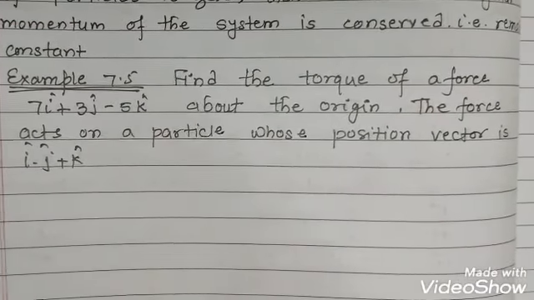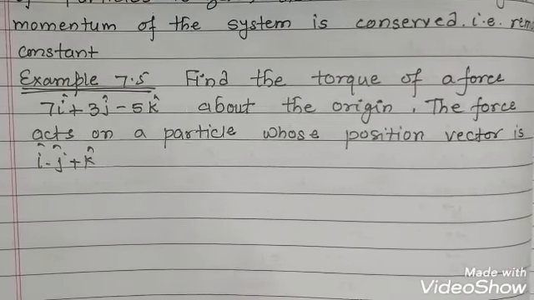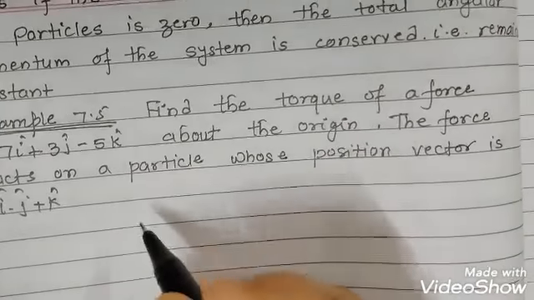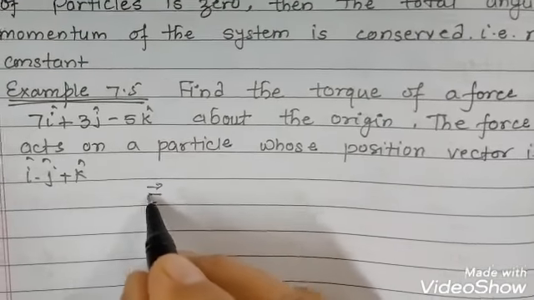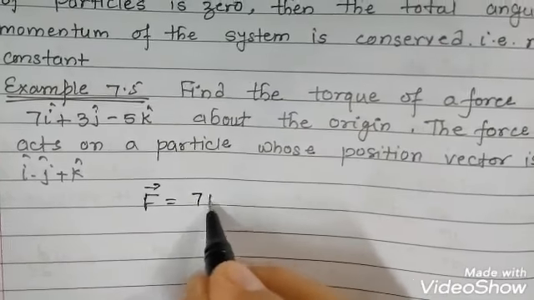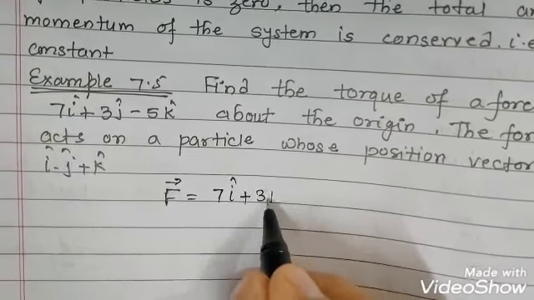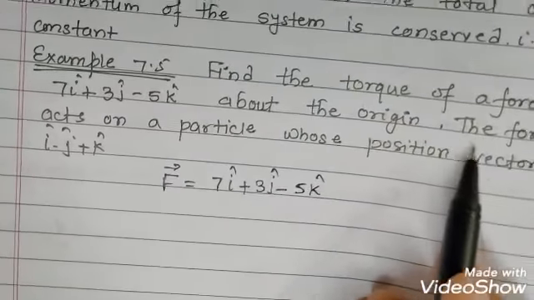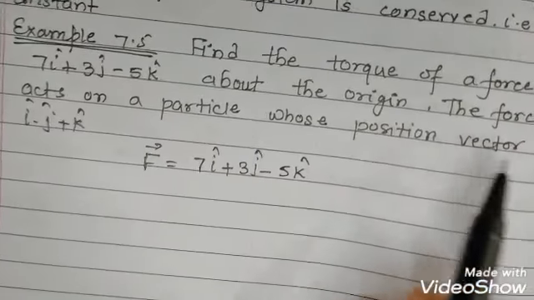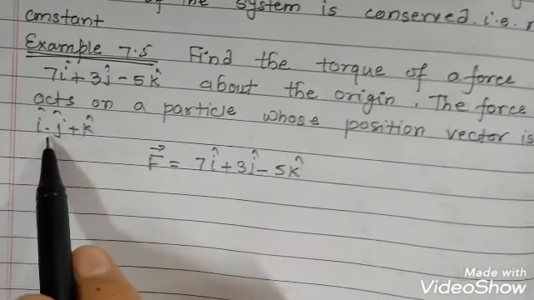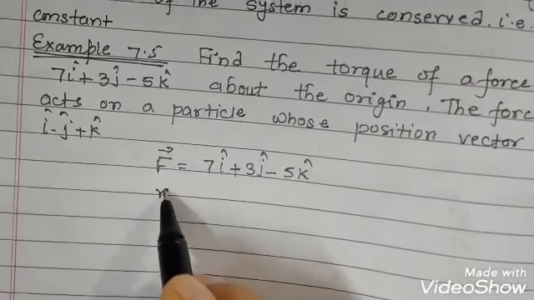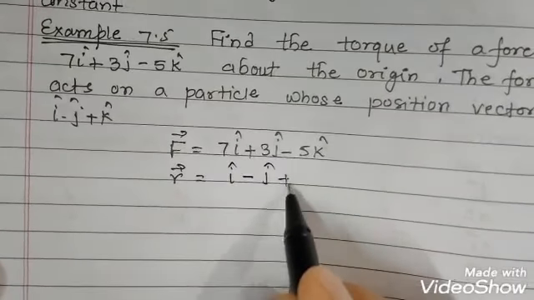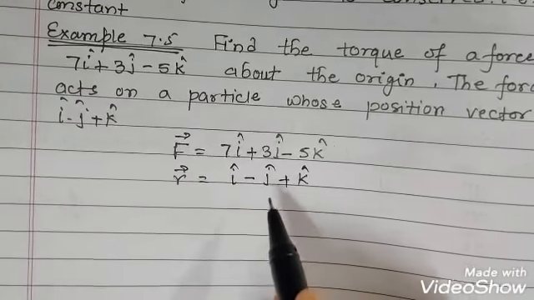Example 7.5. Find the torque of a force 7i cap plus 3j cap minus 5k cap. That means it is given here the force is 7i cap plus 3j cap minus 5k cap, about the origin. The force acts on a particle whose position vector is i cap minus j cap plus k cap. So the position vector is given here, i cap minus j cap plus k cap.